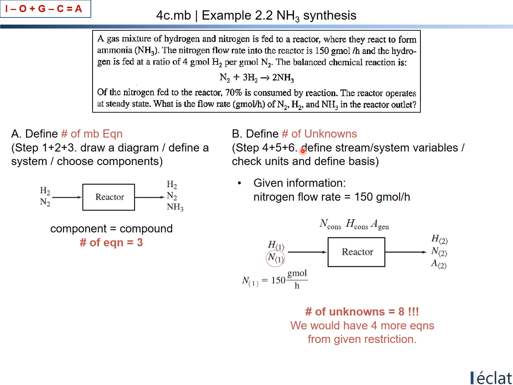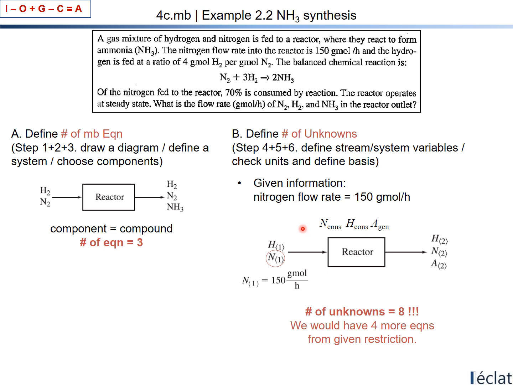Define the number of unknowns. Unknowns means variables. So let me start with the system variables. We have the reaction, so we should consider the system variables, not like in the mixer. So how about generation? Okay, so nitrogen, hydrogen, the ammonia. N stands for nitrogen, H stands for hydrogen, A stands for ammonia.